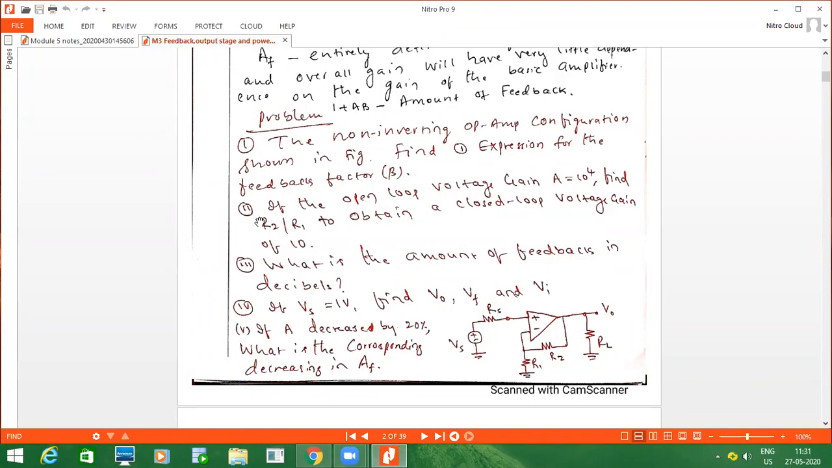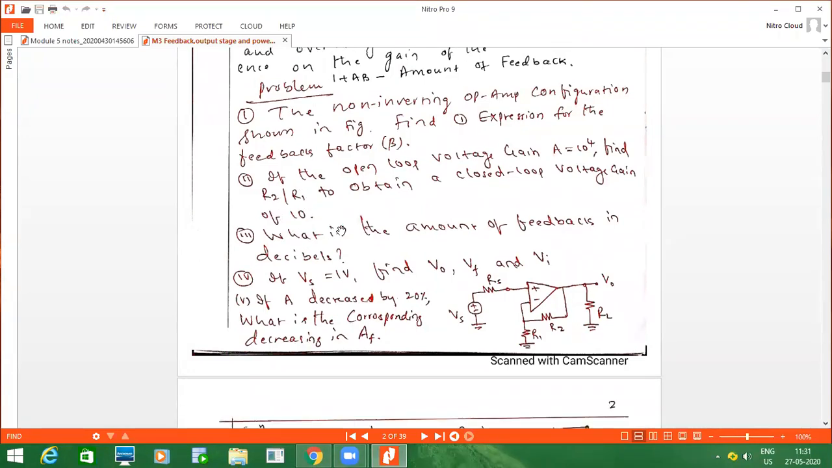The same in the second point: if the open loop voltage gain A is given as 10 to the power of 4, find R2 divided by R1. We have to calculate the two resistance values to obtain a closed loop voltage gain of 10. To obtain a closed loop voltage gain of 10, we need to find what values of R2 and R1 to keep. This is the second problem. What is the amount of feedback in decibels?